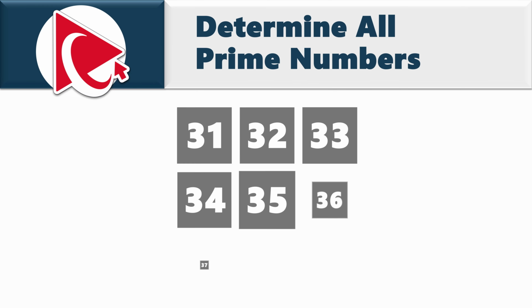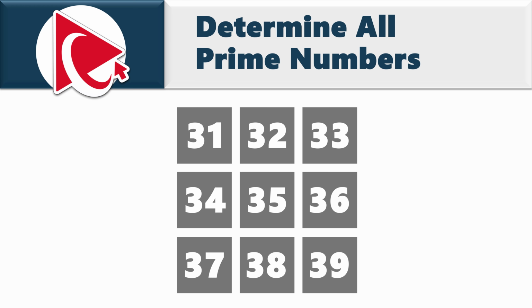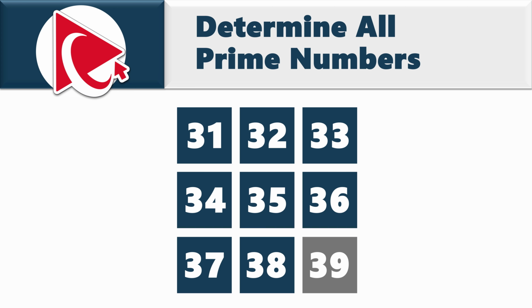You're presented with 9 numbers and need to determine all prime numbers in this series. The numbers are 31, 32, 33, 34, 35, 36, 37, 38, and 39. And your answer should be selected out of 4 possible choices.